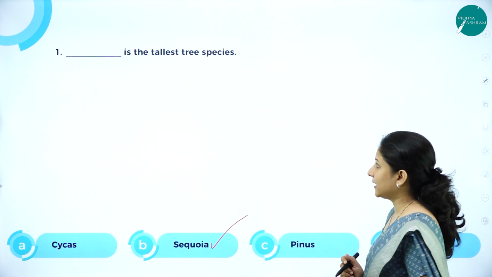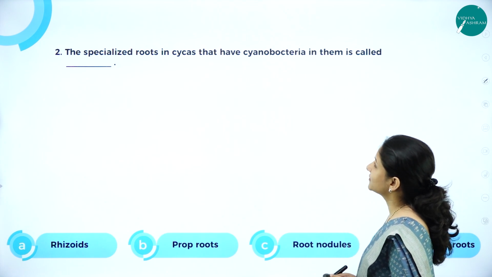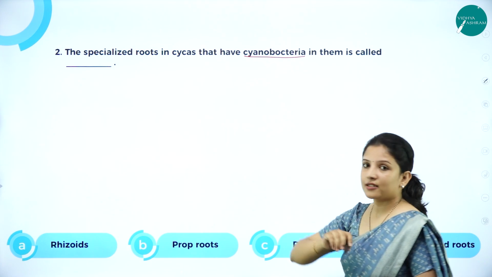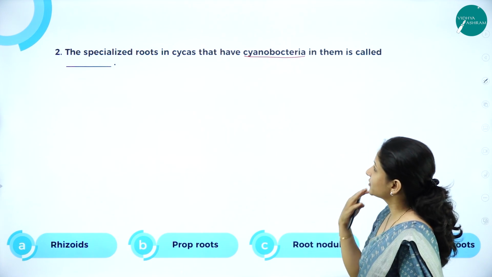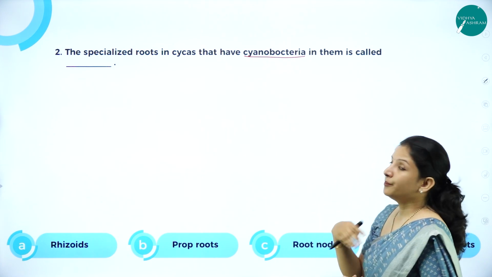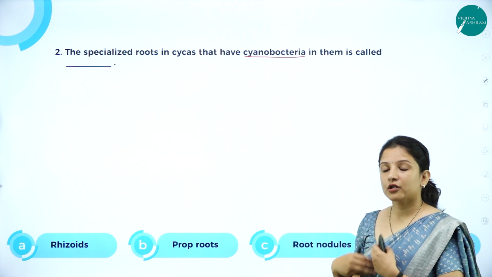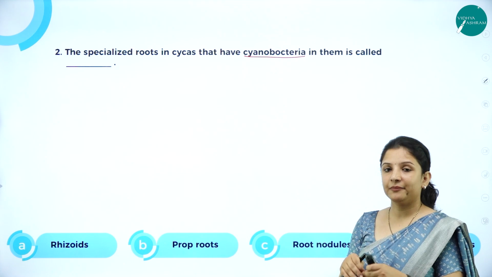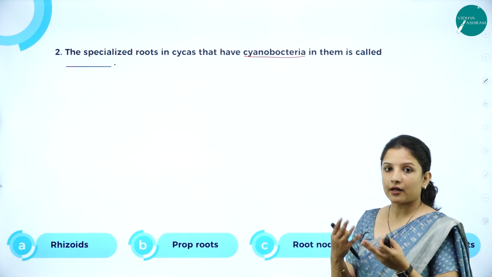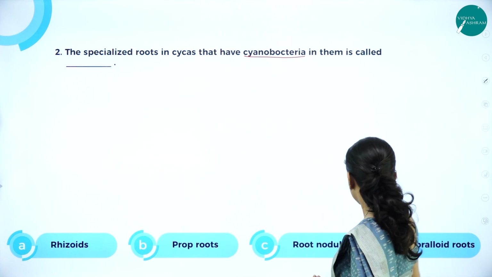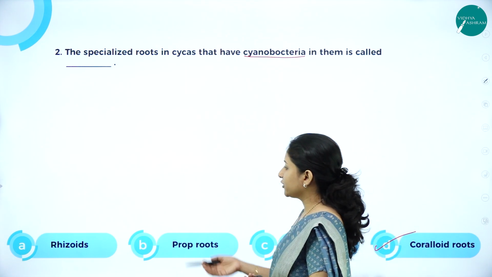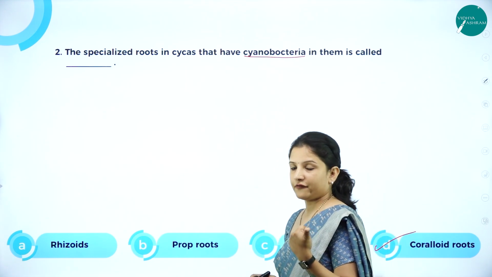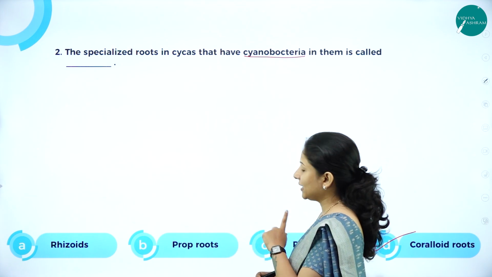So remember that. Next, the specialized roots in cycas that have cyanobacteria in them. Or they can ask, the specialized roots in cycas that have blue-green algae in them. Or the question can be framed like this: the specialized roots in cycas that help in fixing nitrogen are called. So what are they? They are called coralloid roots, because rhizoids, no, rhizoids are found in bryophytes, so it's not rhizoids.